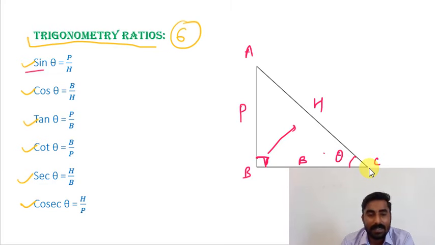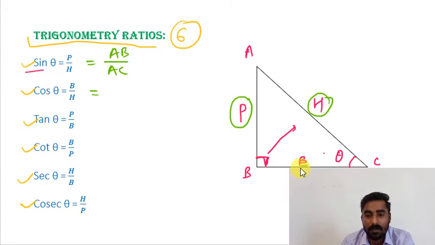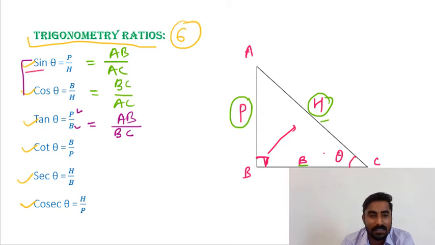So what is sin theta? Sin theta is the ratio of the lengths of the perpendicular and the hypotenuse, so sin theta is AB upon AC. Similarly, cos theta is the ratio of base and hypotenuse, which is BC upon AC. Similarly, tan theta is the ratio of perpendicular upon base, so that is AB upon BC. So here are three basic trigonometric ratios: sin theta, cos theta and tan theta.